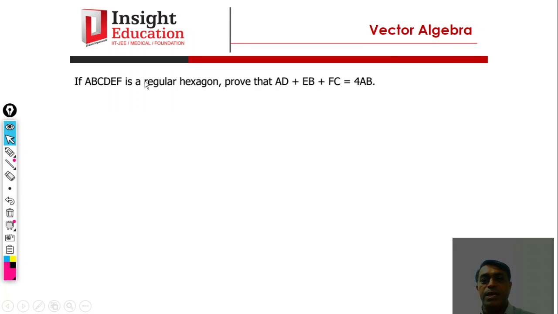ABCDEF is a regular hexagon. Prove that AD plus EB plus FC is equal to 4AB. First the hexagon.